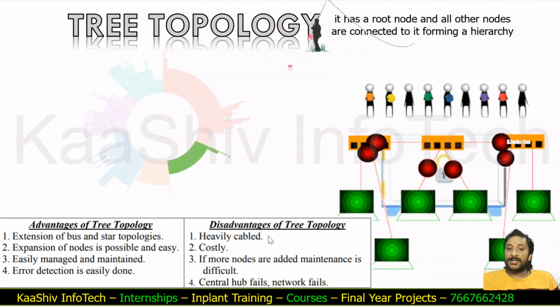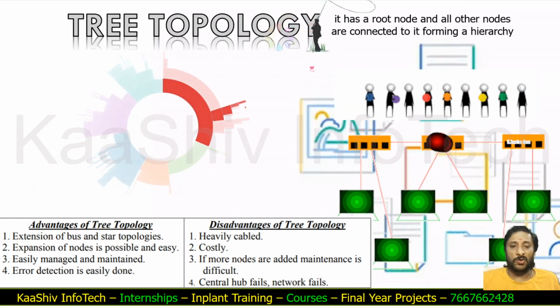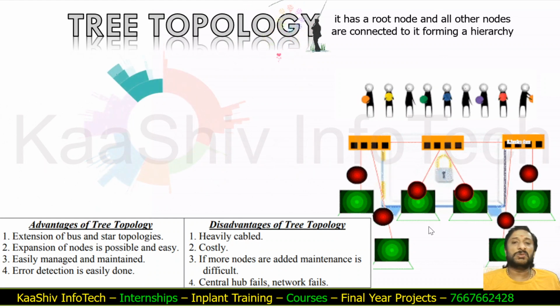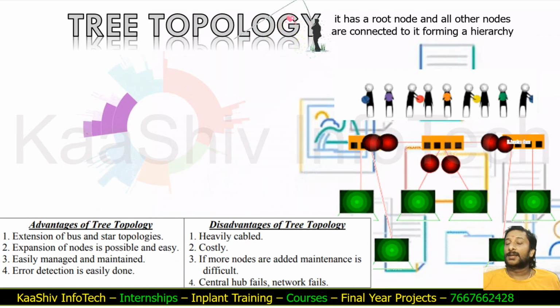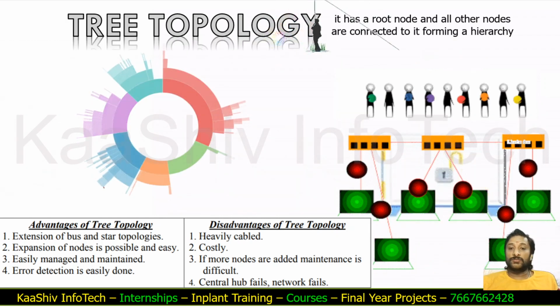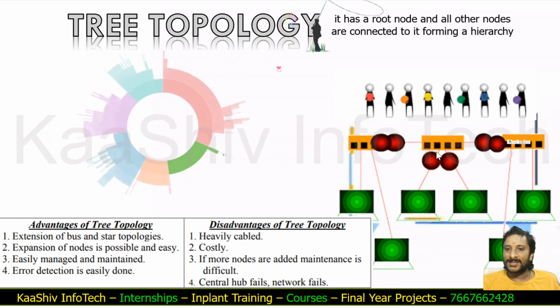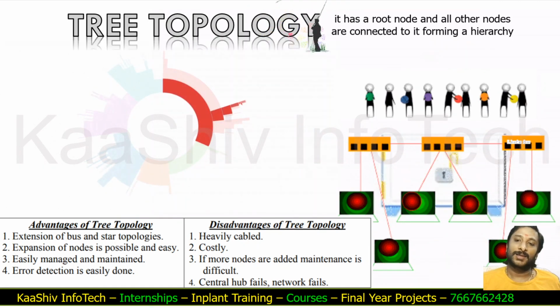The disadvantage is that it is heavily cabled, a lot of wires, man. Investment cost is more, so it's costly. If more nodes are added, maintenance becomes very difficult. It is a lot of computers connected like this. Maintenance is tough. If the central hub, if this guy fails, it's gone. If this guy is gone, nothing will work, man. This is the biggest problem in tree topology.